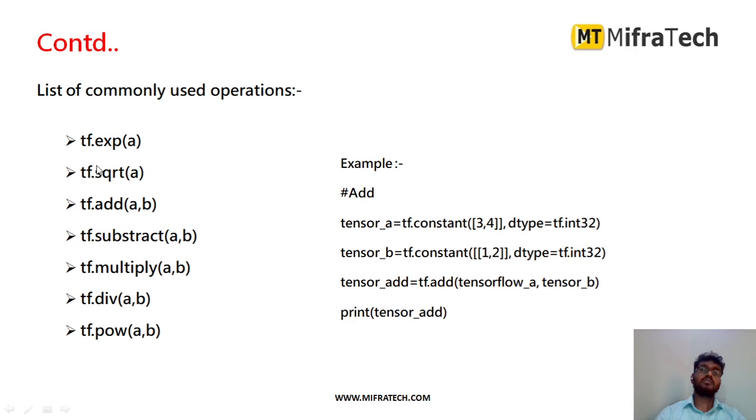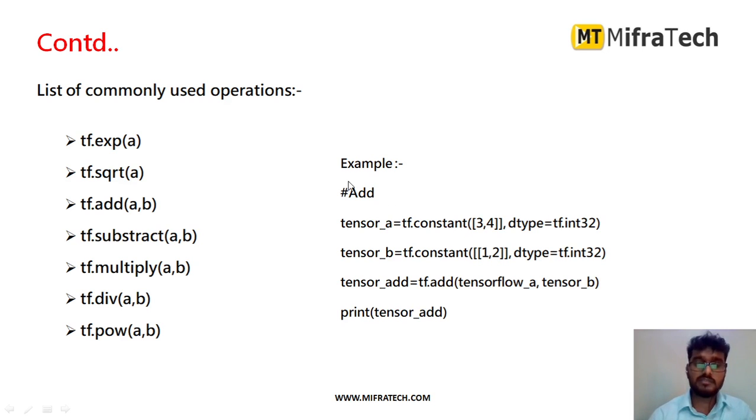We can use tf.exp of a, which is going to give the exponential. We can use square root also. We can add two tensors. We can subtract using tf.subtract. We can multiply two tensors using tf.multiply. Using tf.divide, we can perform division between two tensors. We can also find the power of a tensor. So these are the different inbuilt functions we can use to perform different operations.